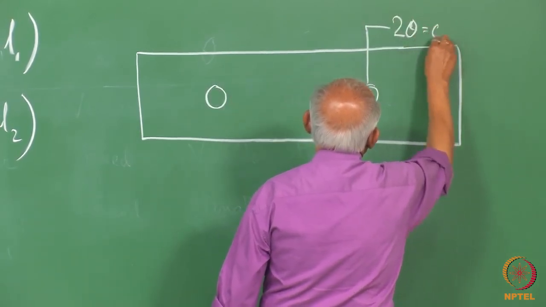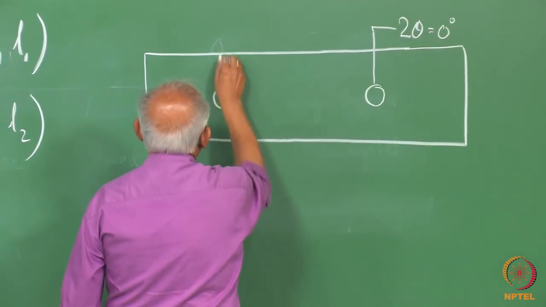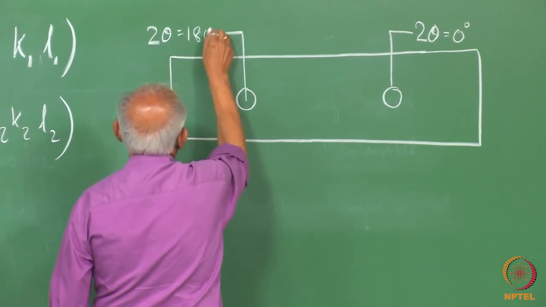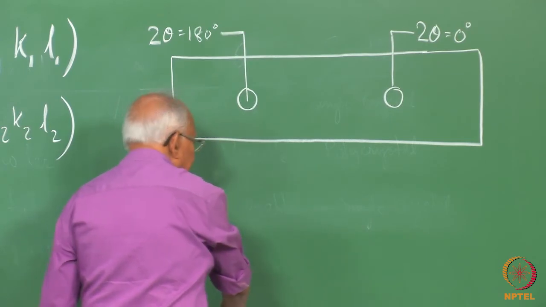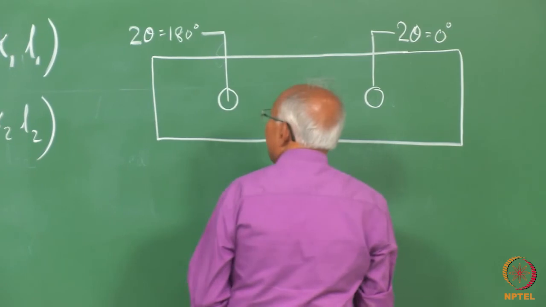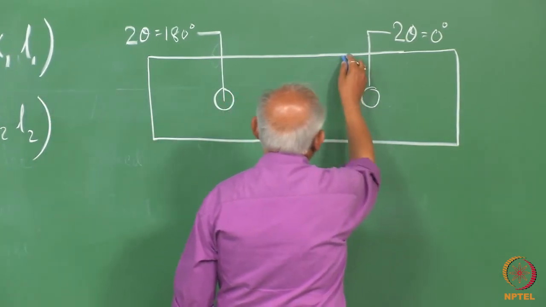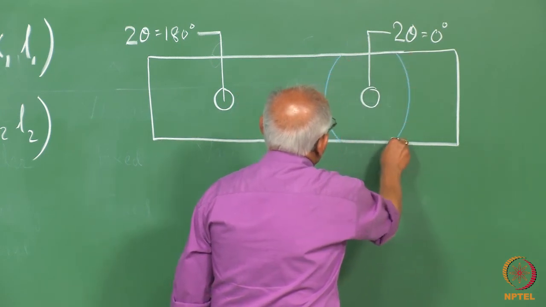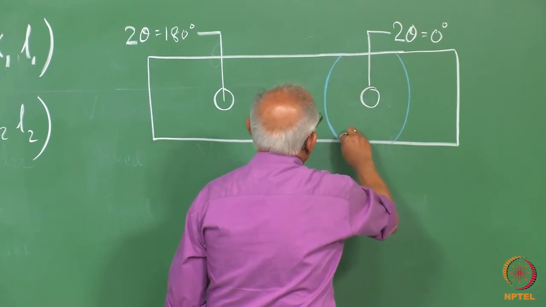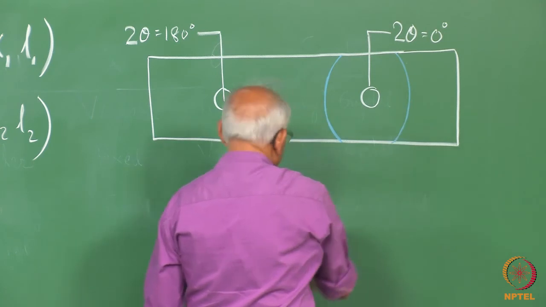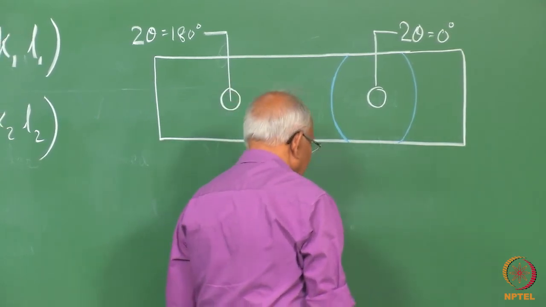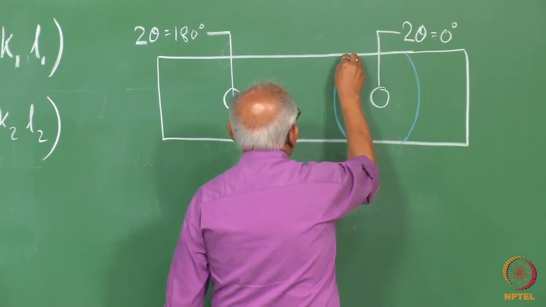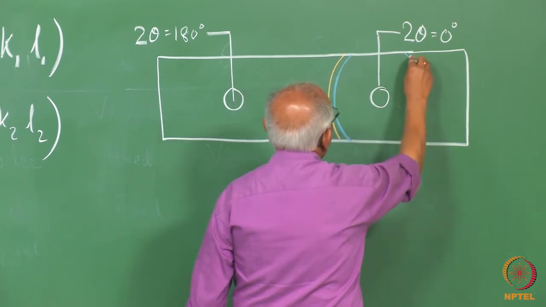This is where 2 theta is 0 degrees. This is where 2 theta is equal to 180 degrees. Say, for example, we have diffraction from H1 K1 L1 planes. Say these blue lines, this line pair stands for diffraction from the H1 K1 L1 planes. And say from the H2 K2 L2 planes, after diffraction, we get this line pair.